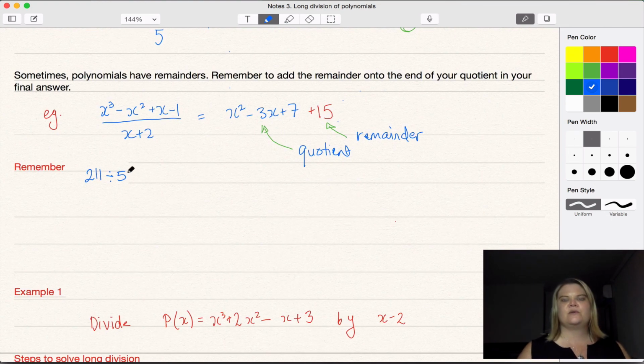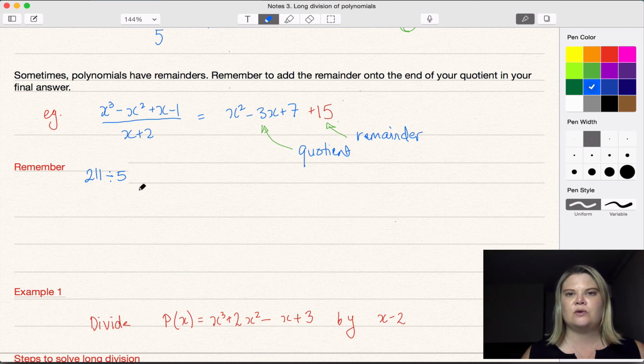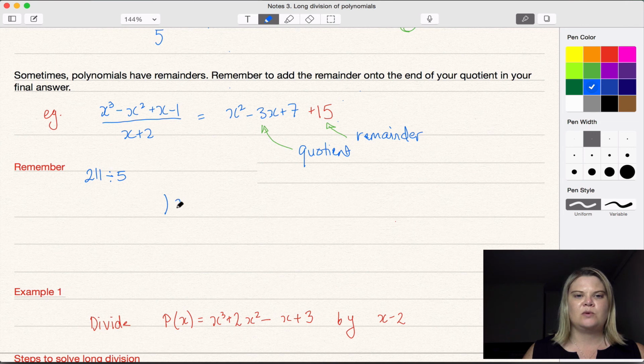Okay, I also want you to remember how to do the short division that you would have learnt in primary school. The example here I've got is 211 divided by 5. You might remember that you put the full number there. I like to put a tick on the end so I can see where it finishes. Put the divisor on the outside. We start with 5 goes into 2, can't do it. 5 goes into 21 4 times with one remainder.